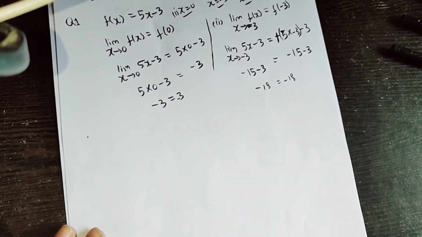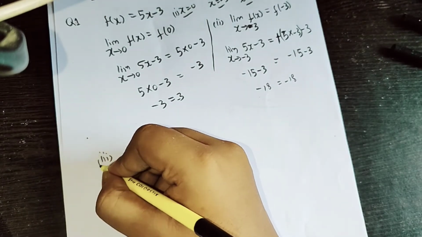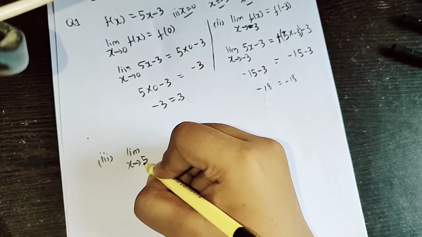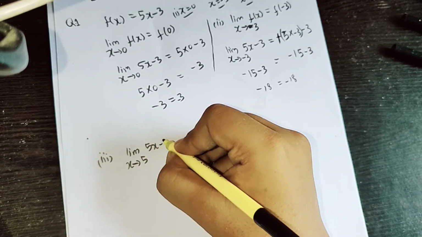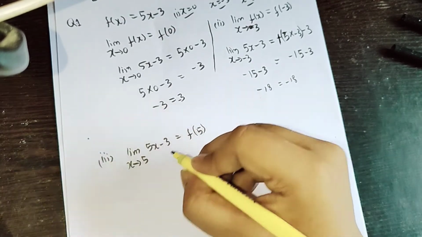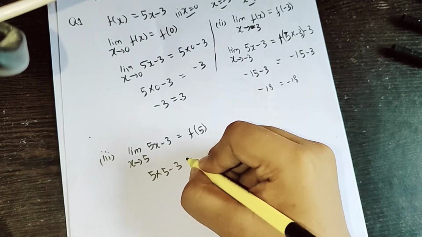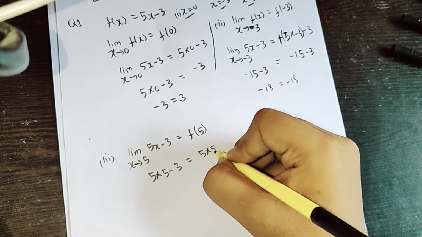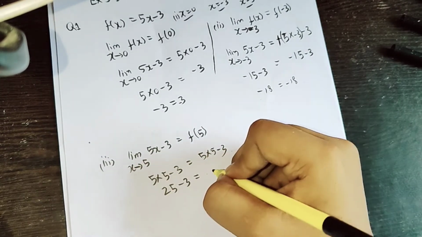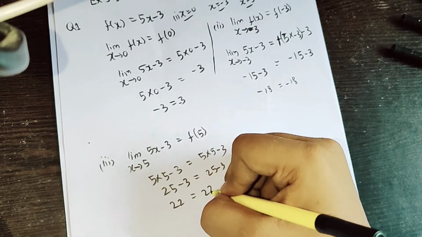Now we will proceed with part 3. At this time x tends to 5. All right, 5x minus 3, and we have to calculate f of 5. So 5 into 5 minus 3 is equal to 5 into 5 minus 3. 25 minus 3 is equal to 25 minus 3, which is 22.